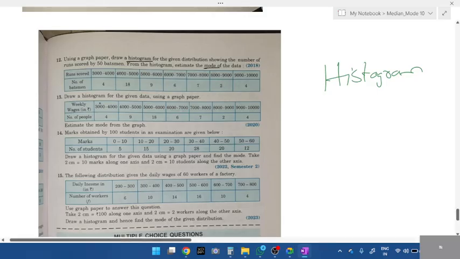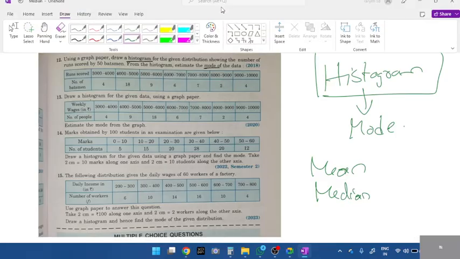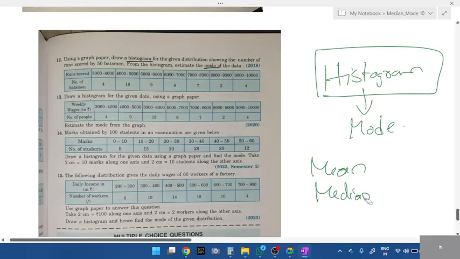Look, even 13th one. Histogram, mode. 14, 15. Everything is almost the same. Histogram and mode. Right? So with the help of histogram, only one value is possible. That is mode, students. You can't plot mean and median. I mean, it's not like you can't plot. We can plot. They won't ask questions like this. Histogram. Okay. We always find mode.